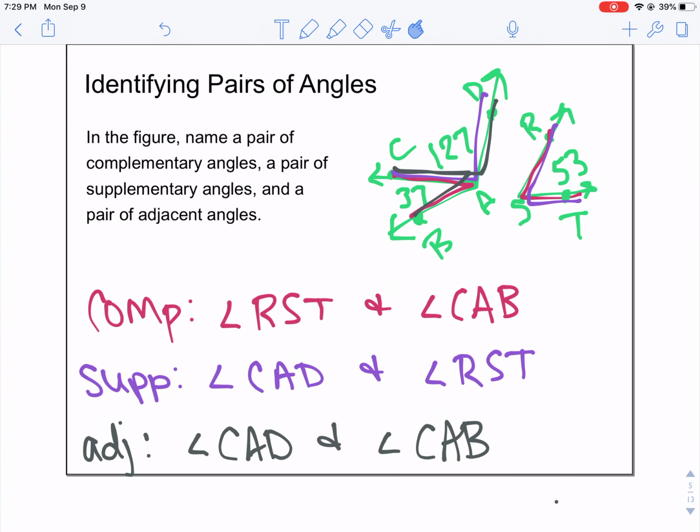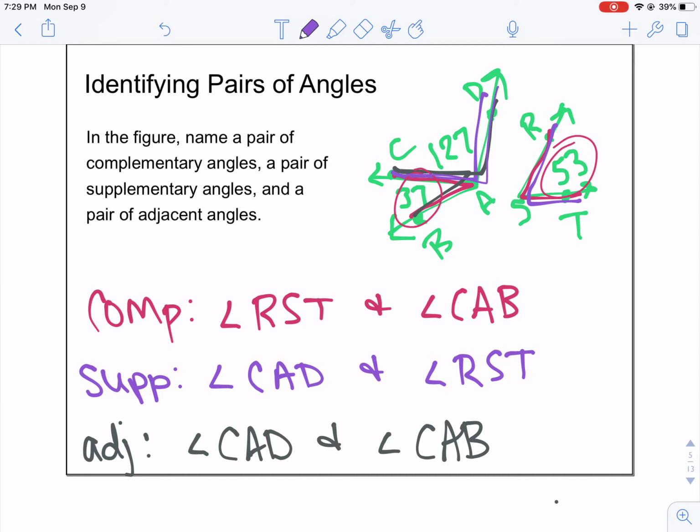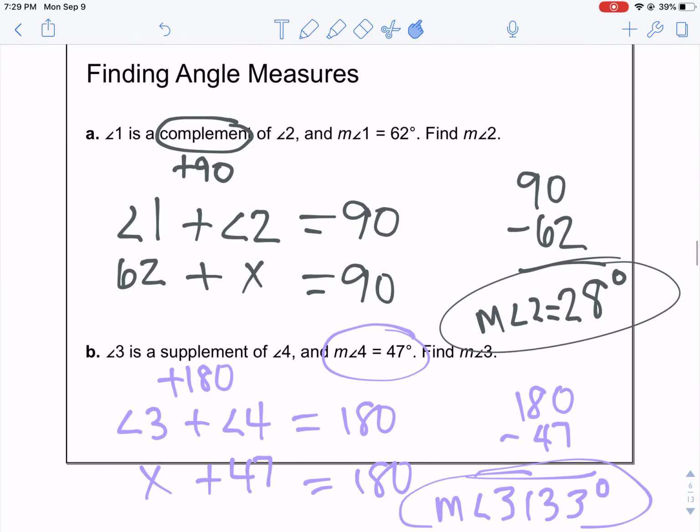Okay, so we did an example where we identified pairs of angles. We looked through, we did complementary. We decided that this 37 degree angle over here and this 53 degree angle were complementary. We decided that the two purple angles were supplementary, so CAB, or CAD and RST. And then finally, we found that adjacent angles are the two dark gray ones, CAB and CAD. Okay.